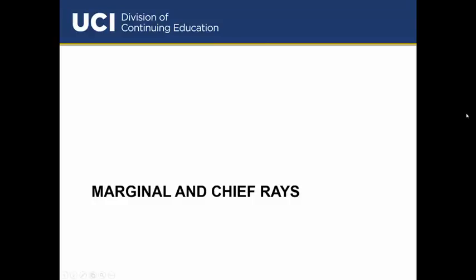Welcome back to Introduction to Lens Design. We're going to continue on talking more about some of the paraxial properties of optical system and how we calculate information about our optical system. And what I want to start by talking about are two very special rays or specific rays that we use to help define our optical system, and they're referred to as the marginal ray and the chief ray.